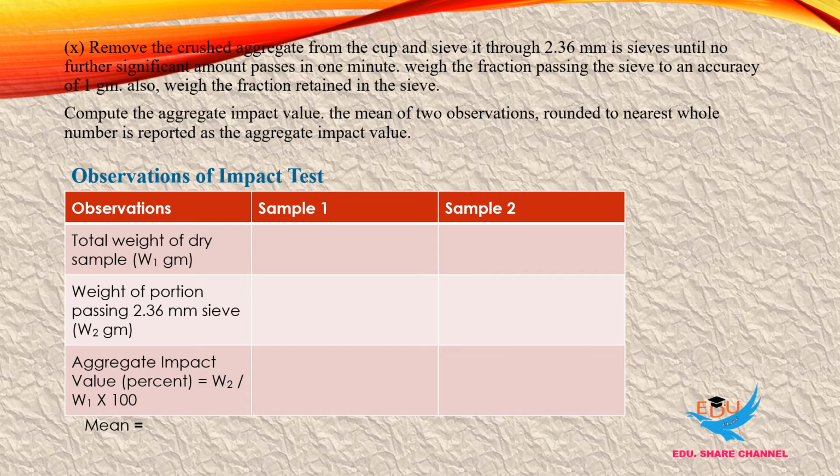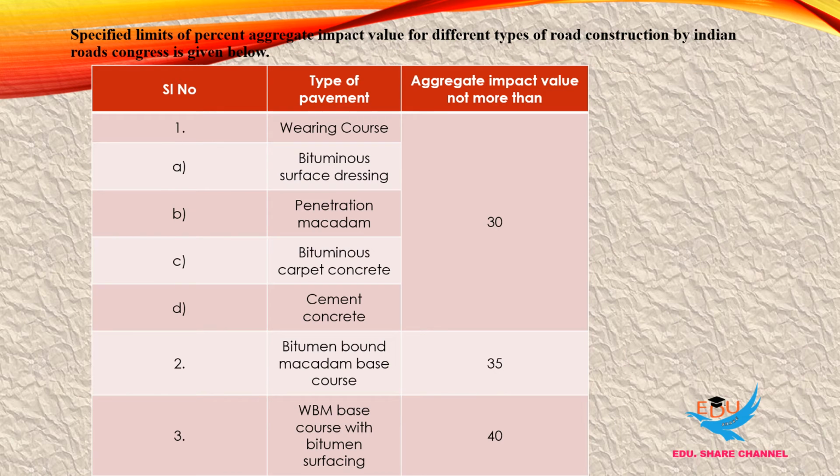Observations of impact test. Sample 1, Sample 2. 1. Total weight of dry sample, W1 gm. 2. Weight of portion passing 2.36 mm sieve, W2 gm. 3. Aggregate impact value, percent, equals W2 / W1 × 100. Mean equals. Specified limits of percent aggregate impact value for different types of road construction by Indian Roads Congress is given below.